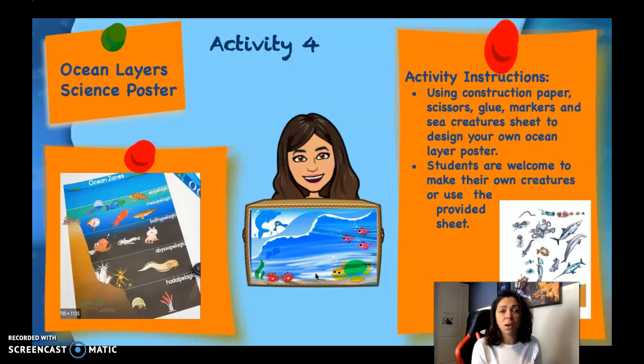And for activity 4, this is the Ocean Layers Science poster. The teacher would supply construction paper, scissors, crayons, pencils, markers, anything that they need to create their own Ocean Layers Science poster. This would probably be the main focus for this whole unit. This would just be a good representation of what they've learned and to show that they can apply it.